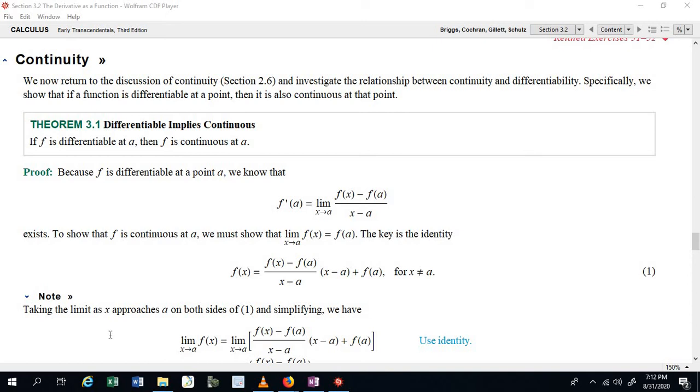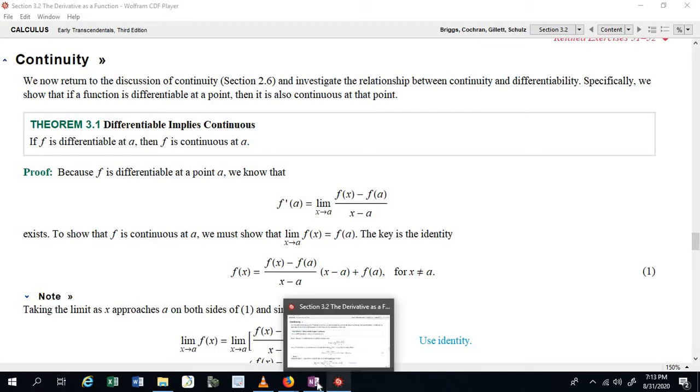Hello again. In this video, we're going to discuss the relationship between continuity and differentiability. Theorem 3.1 says that if f is differentiable at a, then f is continuous at a. So I'm going to prove that theorem.